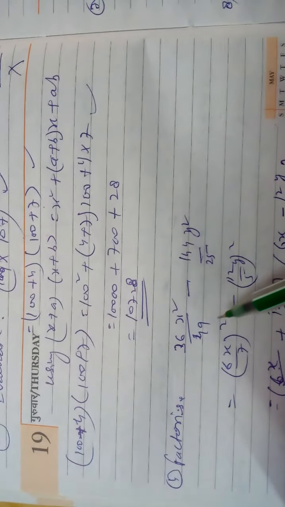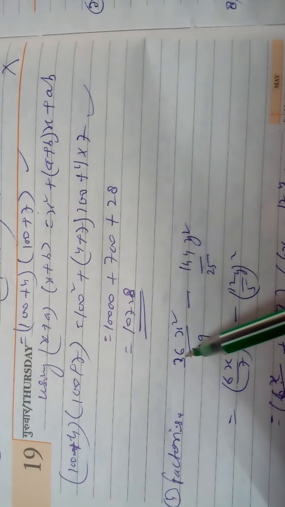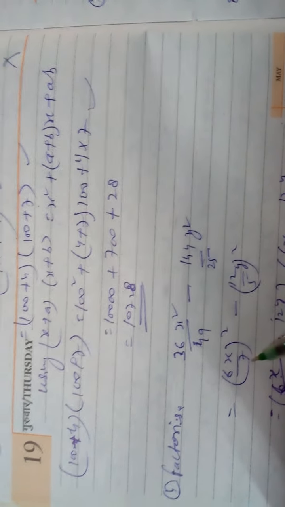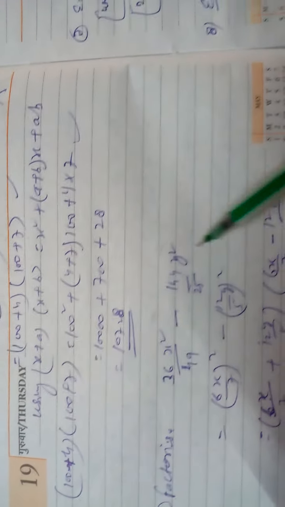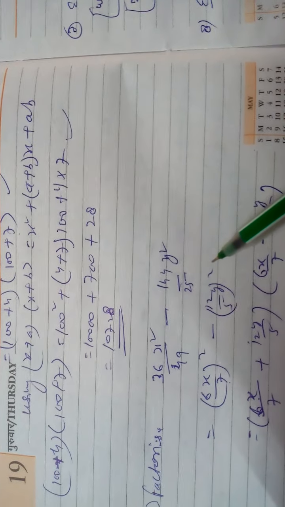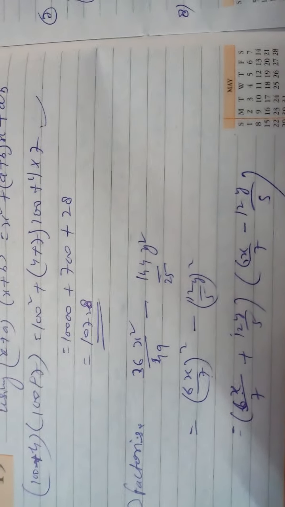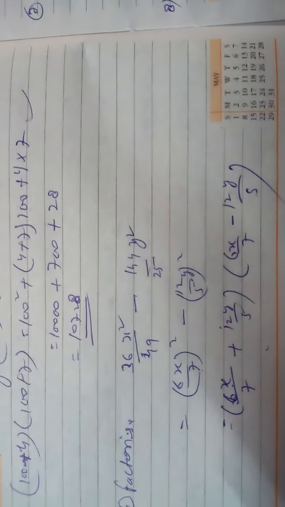Here, third identity, you will apply: 36x square by 49, that is 6x square upon 7 square, which is (6x by 7) whole square. Here you are getting (12 upon 5y) whole square. So you will get a plus b, a minus b: this plus this in one bracket, this minus this. It is very familiar, you did it in the previous class.